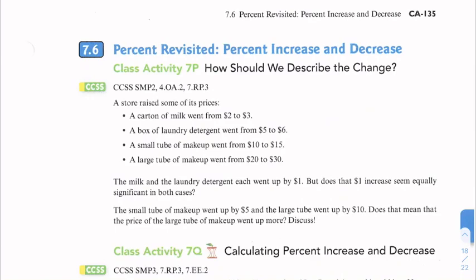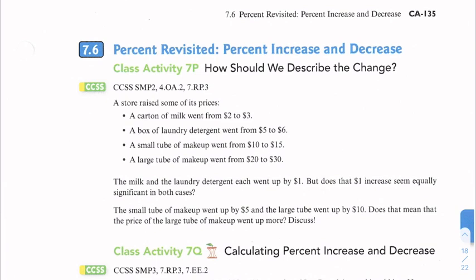In section 7.6, we're going to revisit the percent discussion that we had earlier. We started looking at percent using multiple models, including the percent thermometer. That discussion happened in section 2.5 and Math 112, and I've asked you to review that if you did not take Math 112 with me or if you needed a refresher.